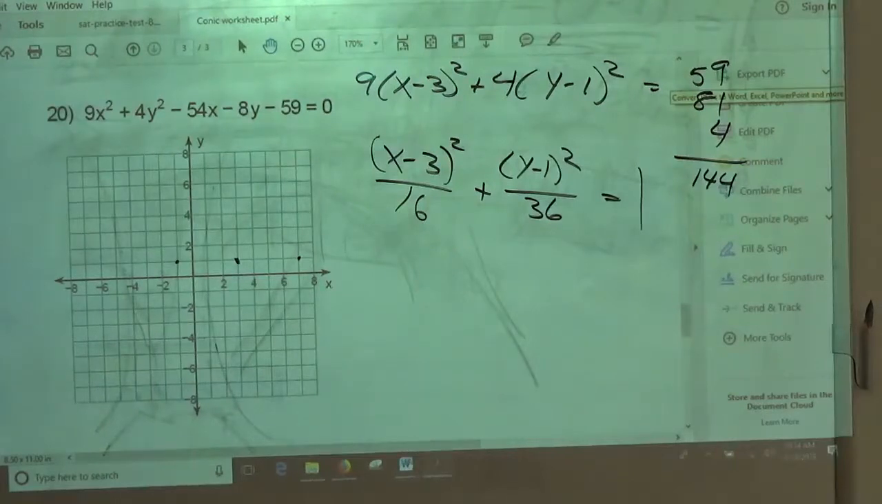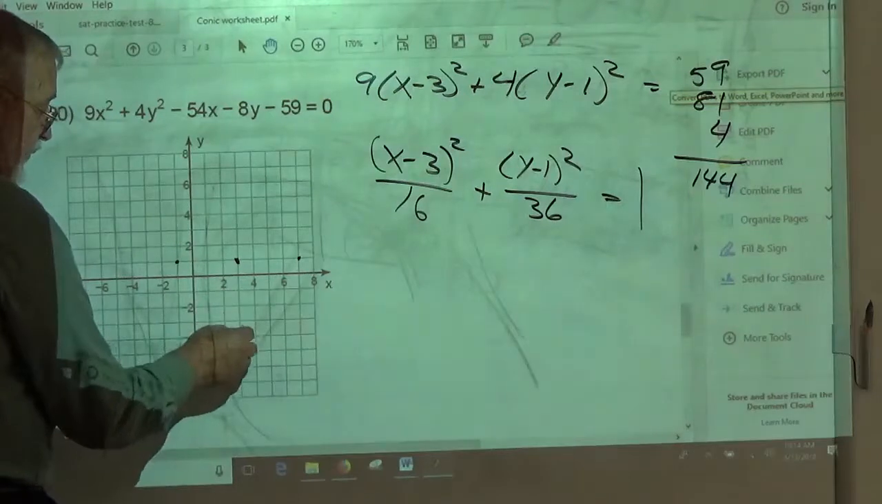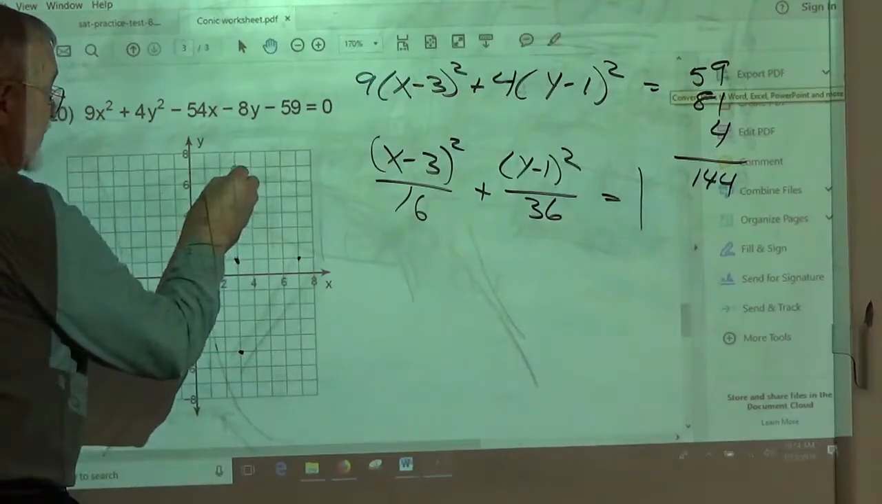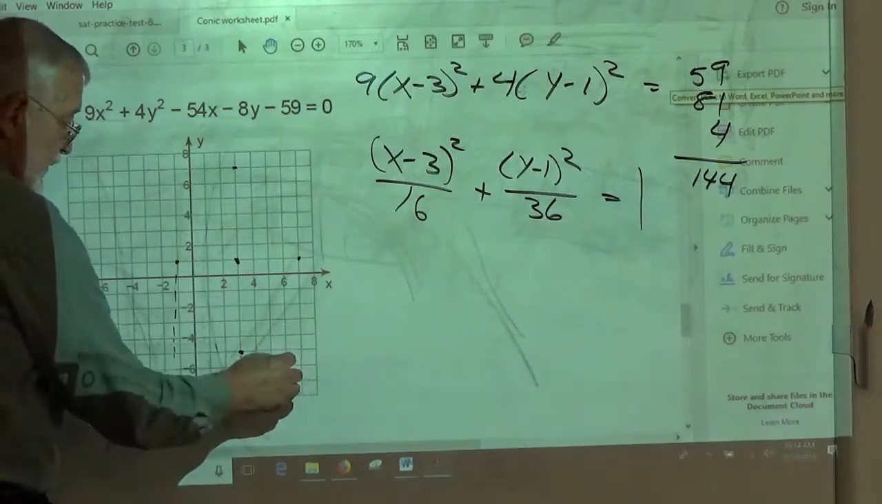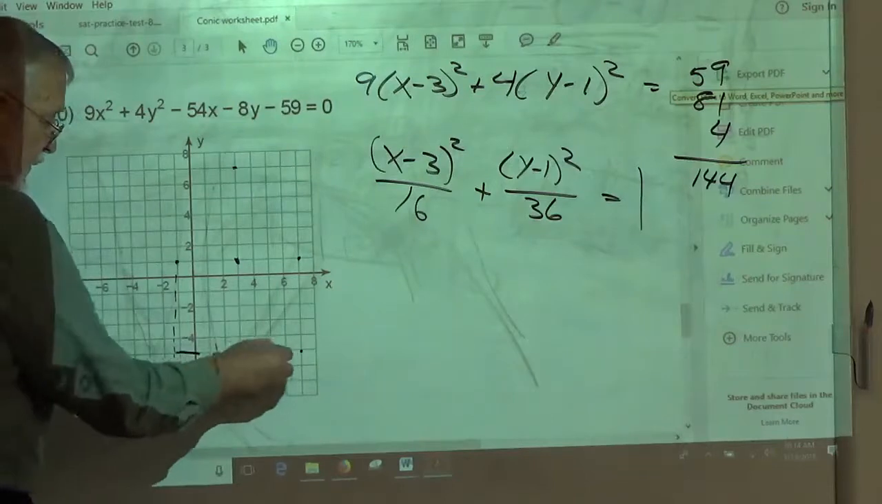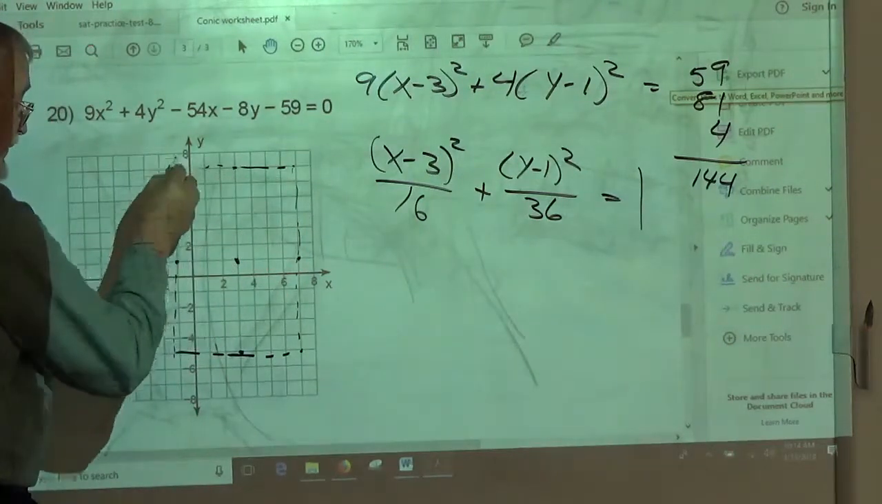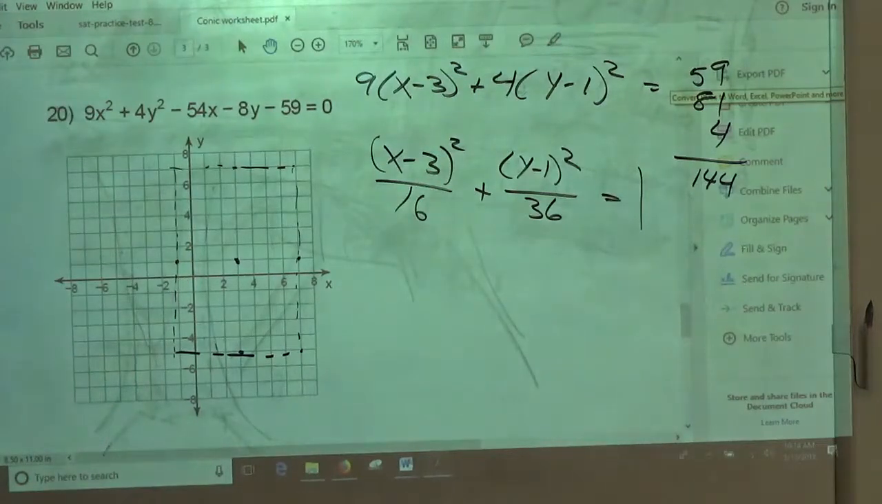What's the length along the y? 6 in each direction. 1, 2, 3, 4, 5, 6. 1, 2, 3, 4, 5, 6. Okay, and if I draw my box, and I would recommend that you draw the box every time. And so if you're used to doing that, it doesn't matter whether you have a hyperbola or an ellipse.